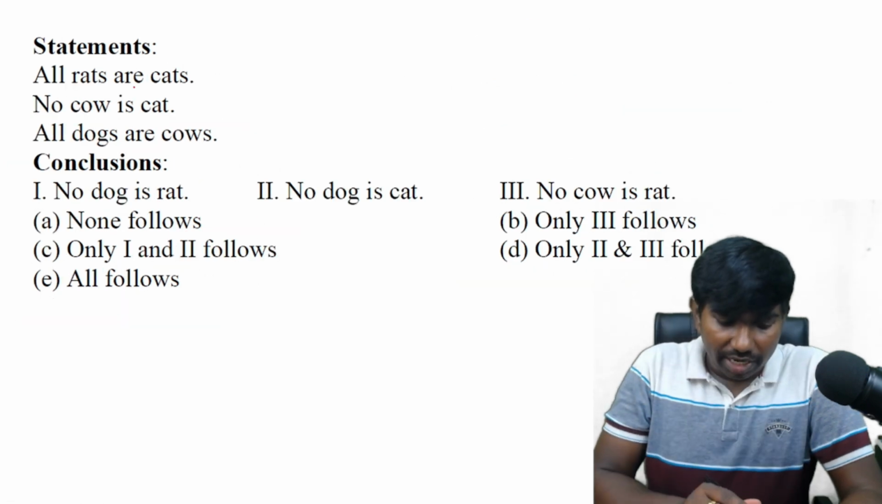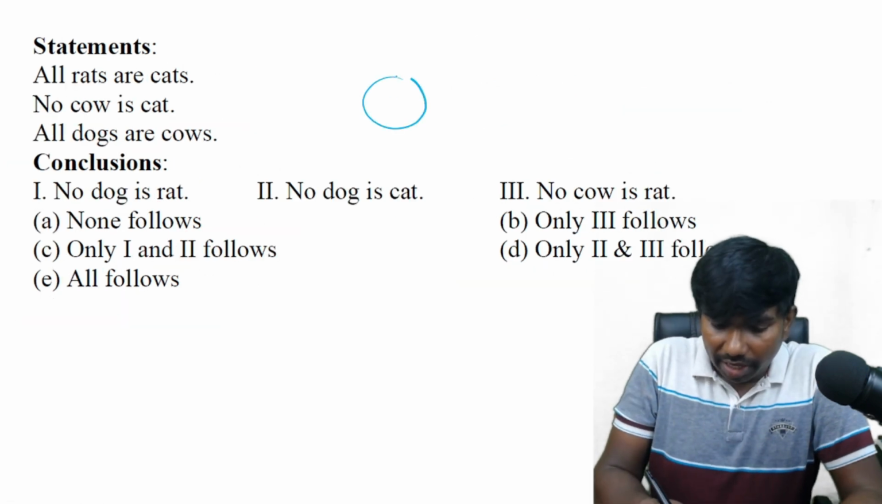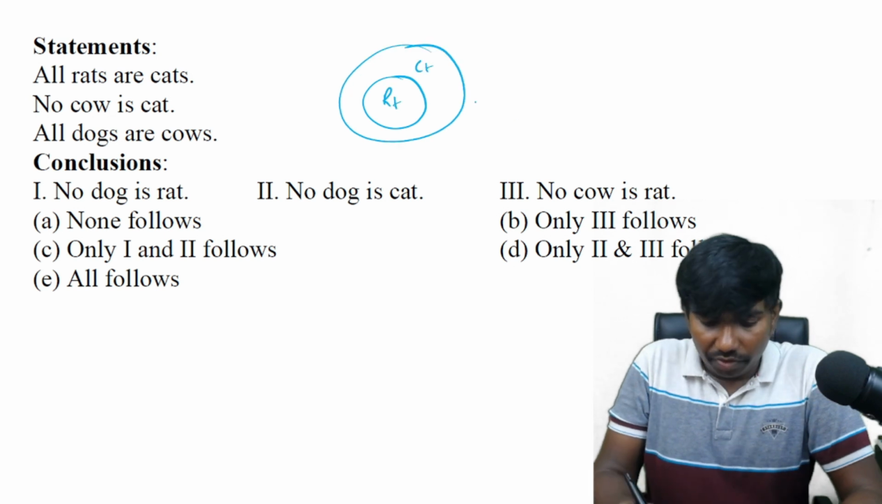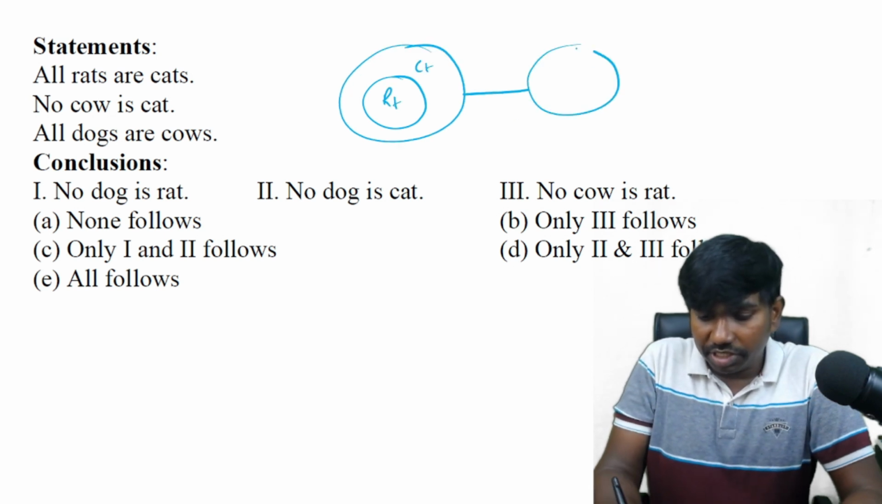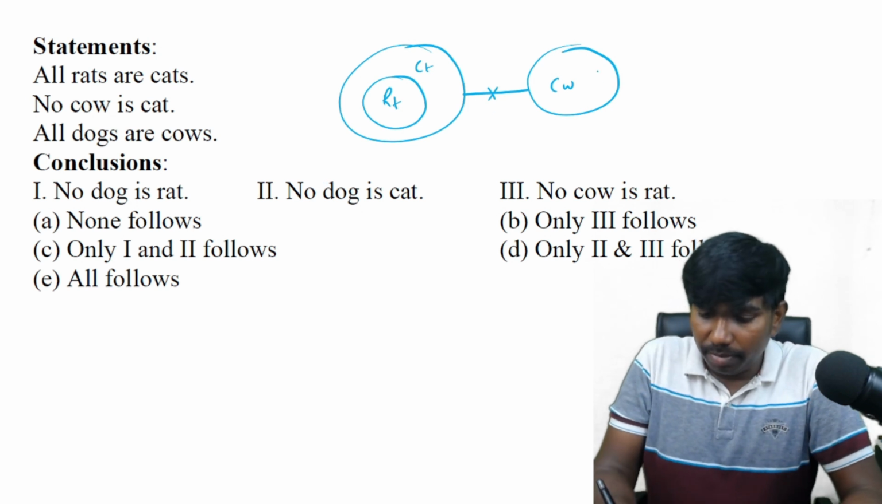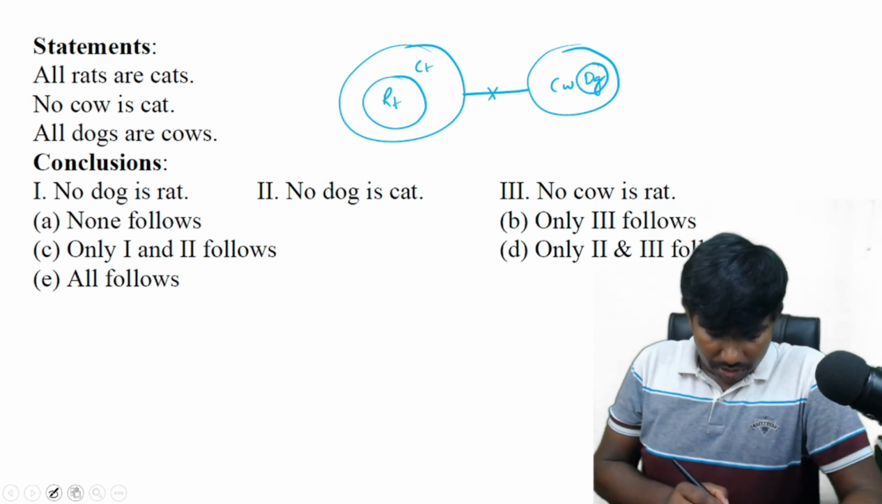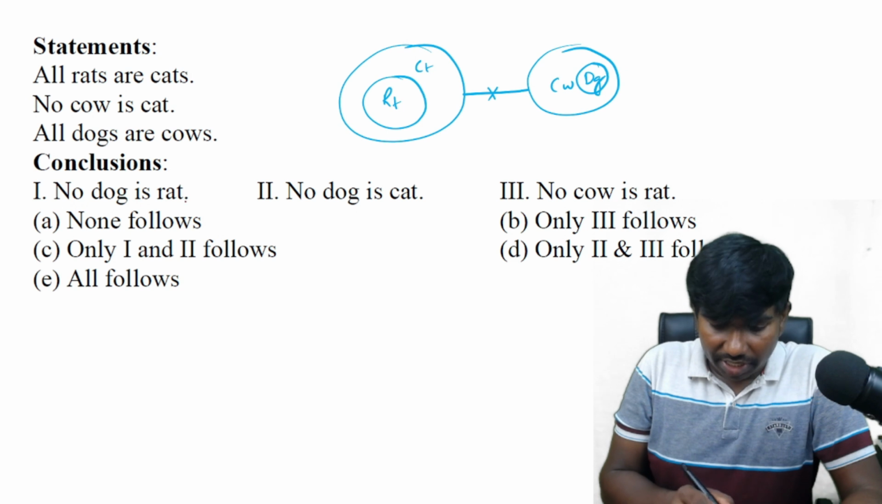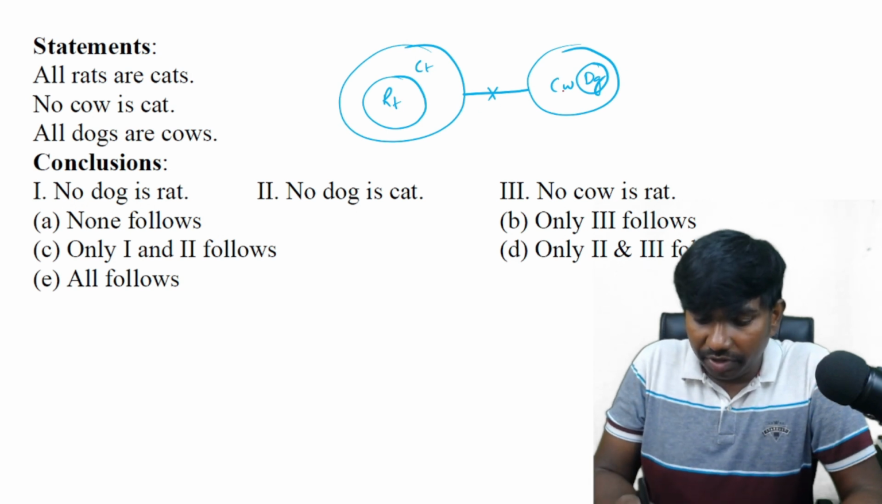Next one. All rats are cats. No cow is a cat. There should be no intersection between cow and cat. All dogs are cows. Complete dog circle inside cow circle. Okay. Now verify the conclusion. No dog is rat. There should be no intersection between dog and rat.